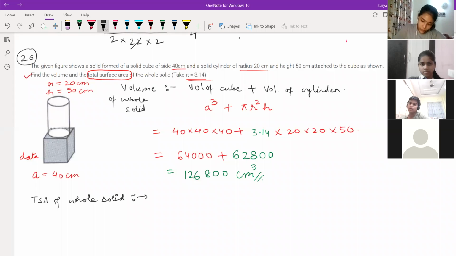Sir, minus 2 pi r. Tell me once again what you're saying. Sir, minus 2 pi r. Minus 2 pi r you should do. No, 2 pi r is the circumference of this one. No, how can you write 2 pi r? Because we already found the volume of that cube, sir.